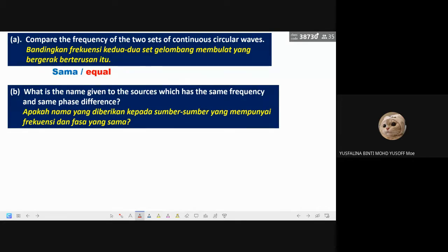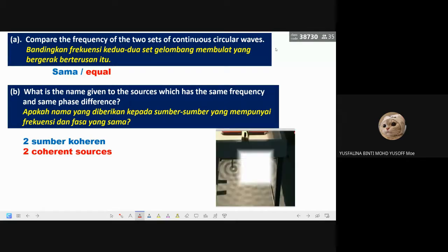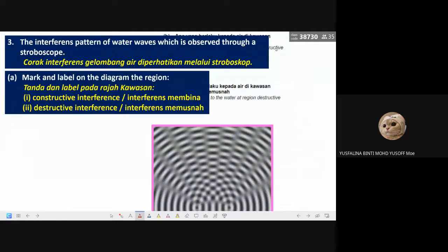What is the name given to the sources which have the same frequency and same phase difference? This one we call two coherent sources. So this is the example of interference, and you already saw the animation. The interference pattern of water is observed through a stroboscope. What is the function of the stroboscope? Usually we use a stroboscope to freeze the motion, so for this one it is to freeze the wave pattern.